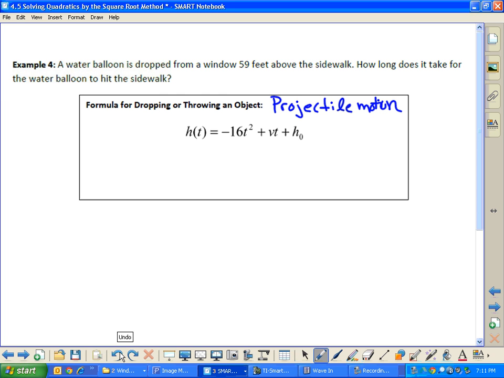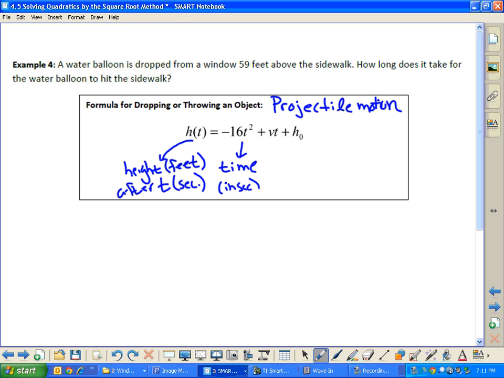H of T is the height, typically in feet, after T seconds goes by. That negative 16 is always there. It's part of the formula. T is going to be time in seconds. V is the initial velocity exerted on the object.